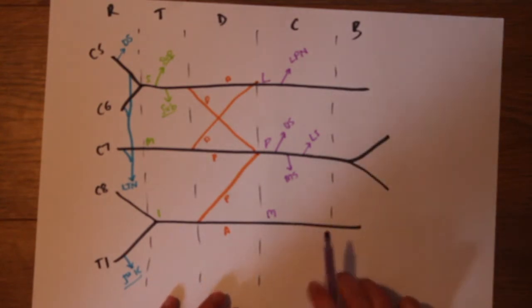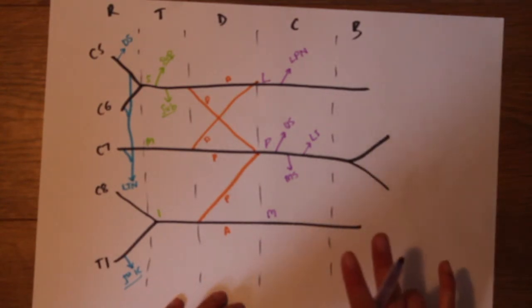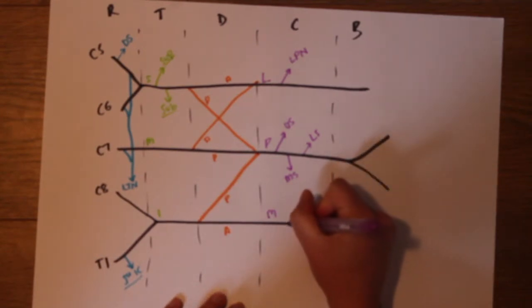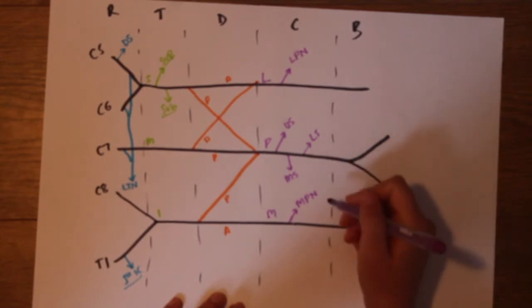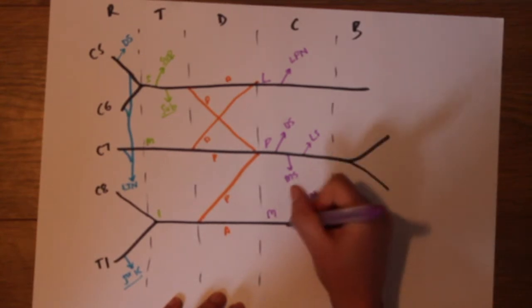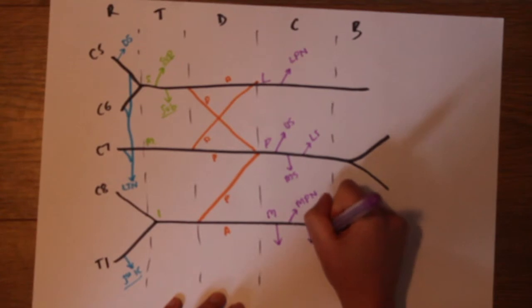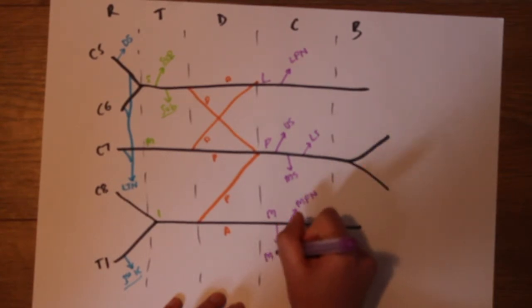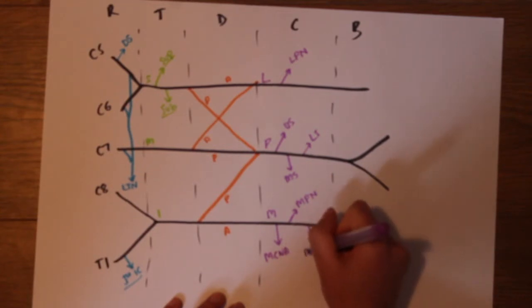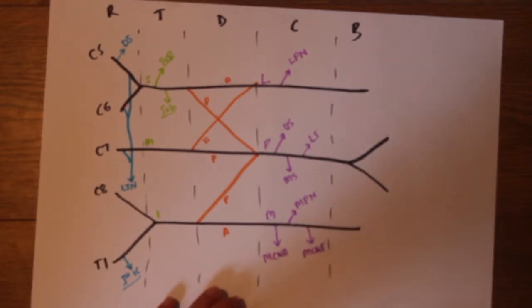Finally, we have the medial cord, which gives rise to 2 sensory branches and 1 motor branch. The motor branch is the medial pectoral nerve, which supplies pectoralis major and pectoralis minor. And the 2 sensory branches are the medial cutaneous nerves of the arm and the forearm. Medial cutaneous nerve of the arm, medial cutaneous nerve of the forearm.